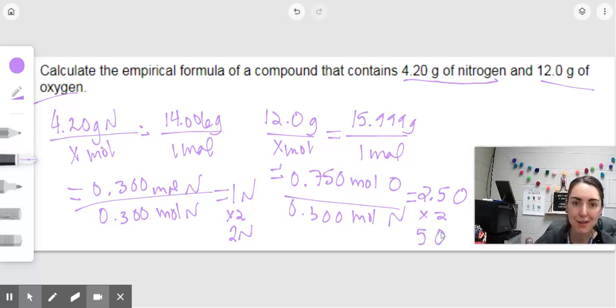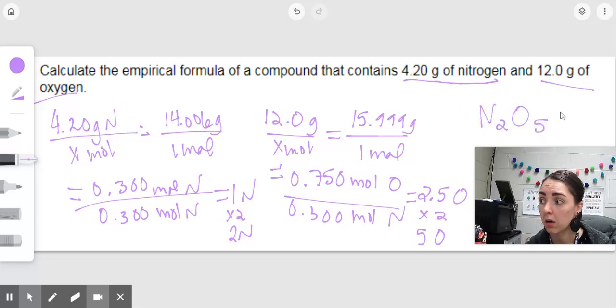Now 5 is a much better number. That's a whole number. We can't have fractions of an atom. So that makes way more sense. The last step is just to write the formula. So I have 2 N, so I'm going to write N2O5. That is my final formula, the empirical formula.